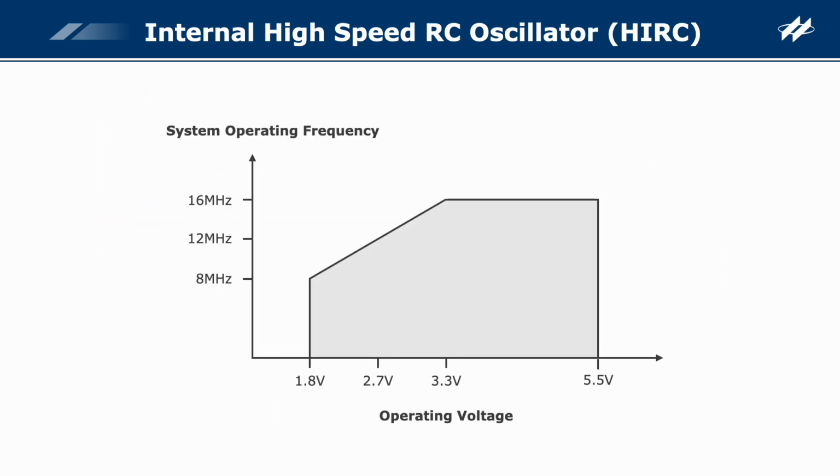Additionally, pay attention to the operating frequency characteristic curve. When the MCU operates at an 8 MHz clock frequency, the operating voltage must be 1.8 volts or above. The operating voltage must be 2.7 volts or above for 12 MHz and be 3.3 volts or above for 16 MHz.